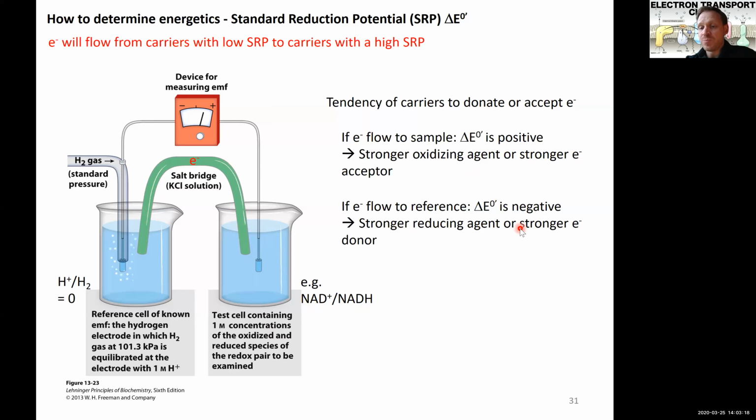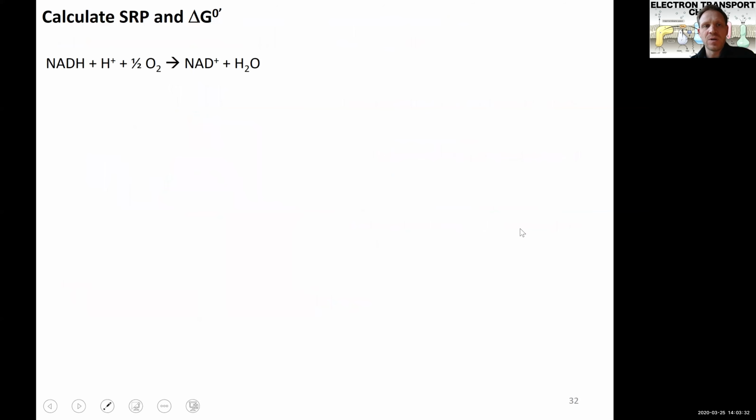And so this actually has been done. These values have been calculated for all the carriers that are involved in the electron transfer chain. So how can we use these values now to actually understand the bioenergetics of these reactions? So let's walk through one example together here. How can we calculate the SRP and how can we correlate it with our Gibbs free energy? Because that's in the end what we want to know, right?